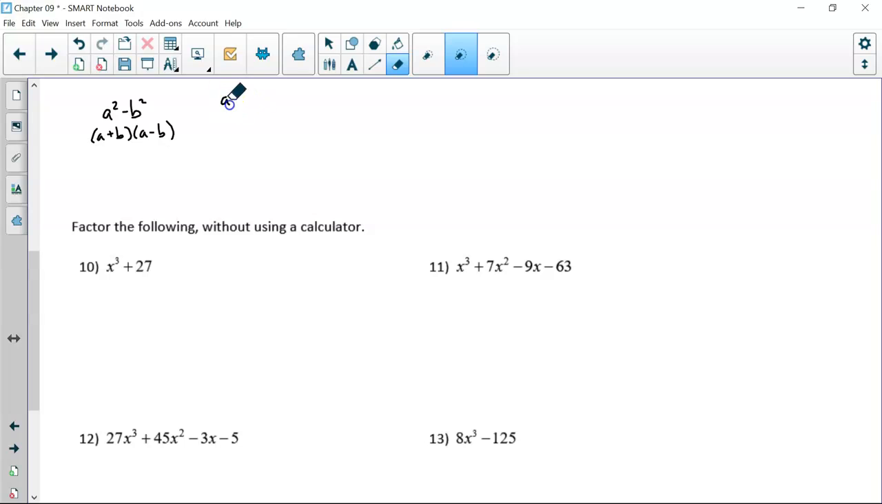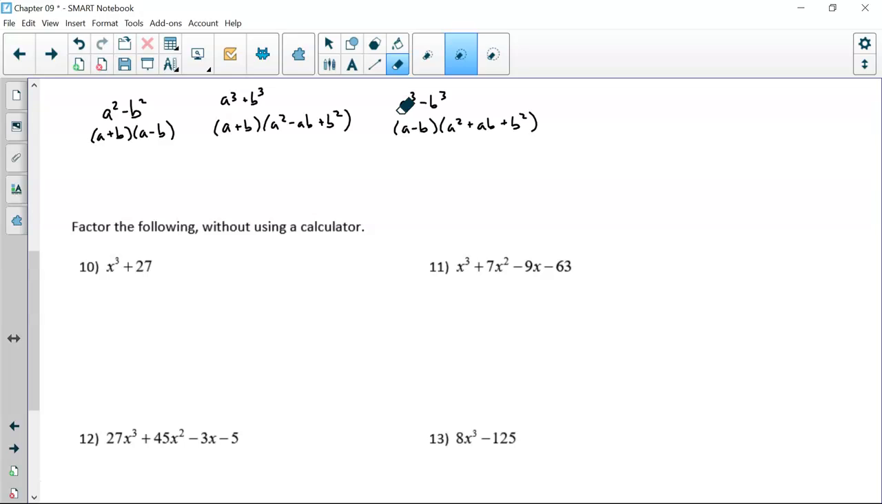Now, we have a newer one, a cubed plus b cubed. This one's a little bit more in depth. When you factor that, you get a plus b, and then a squared minus ab plus b squared. We also have a cubed minus b cubed, the pattern you use when you have a perfect cube minus a perfect cube. That is a minus b times a squared plus ab plus b squared. They're very similar except for where the negatives are in those last two.